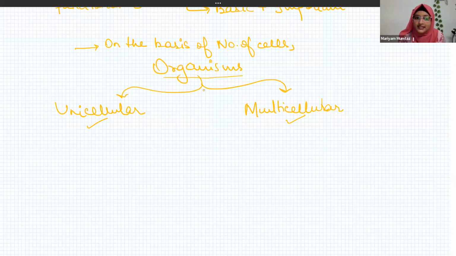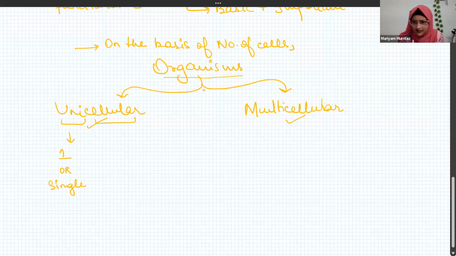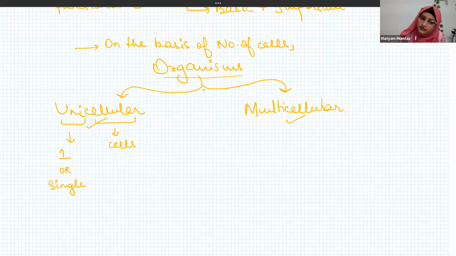So that it will become easy for us. So here, if we see, uni and then there is cellular. Uni means one or single, right? So uni means one and cellular means made up of cells. So all those organisms that have only one cell in their body, only a single cell, are known as unicellular.